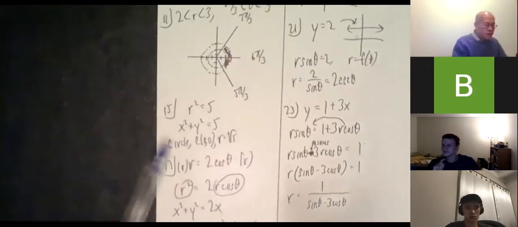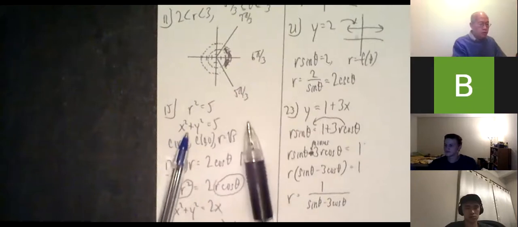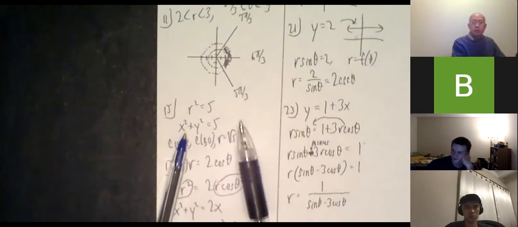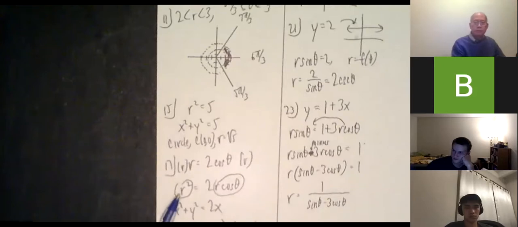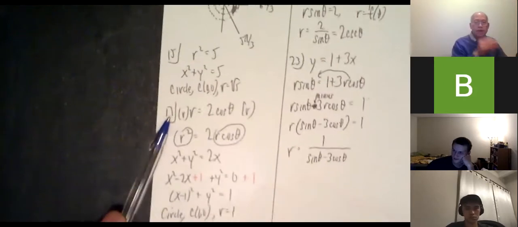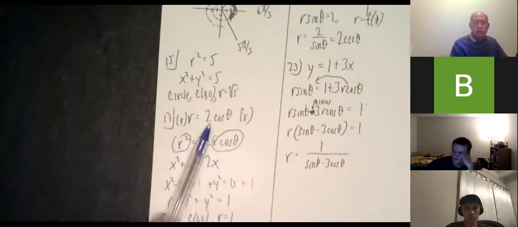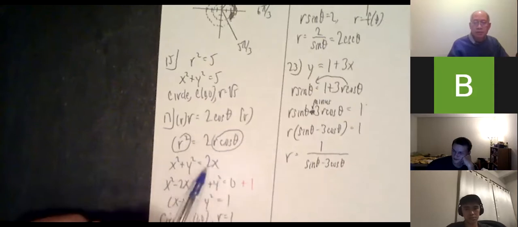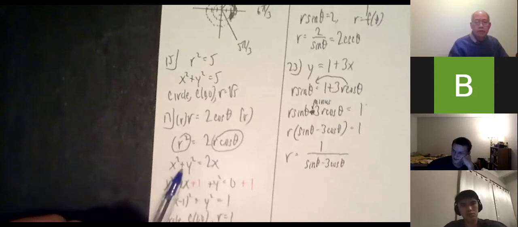Okay, 17, there's a trick to it. It starts off with r equals 2 cosine theta. The trick for that one is to multiply both sides by r, because that way you get r squared equals 2r cosine theta. And there's r cosine theta. r cosine theta happens to be x. So x squared plus y squared equals 2x.